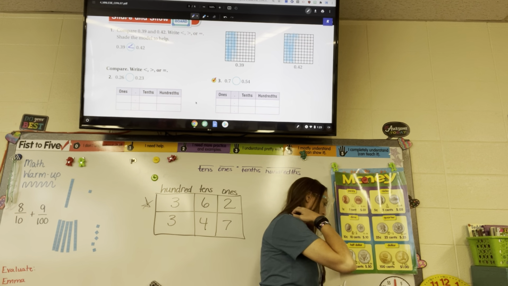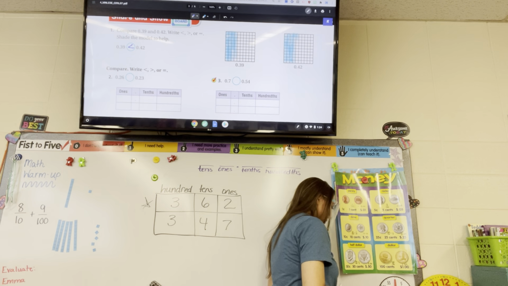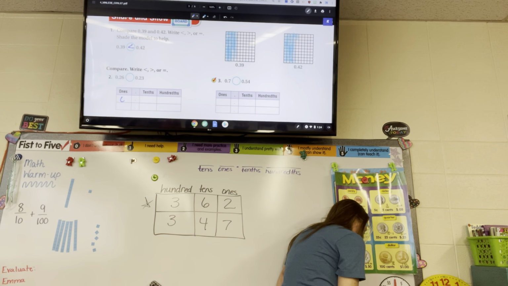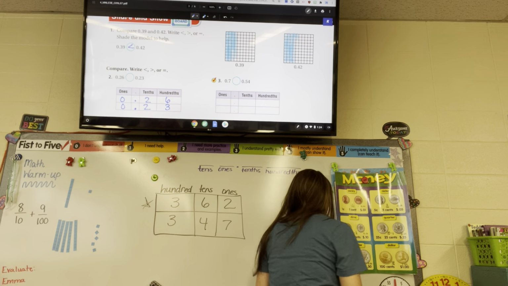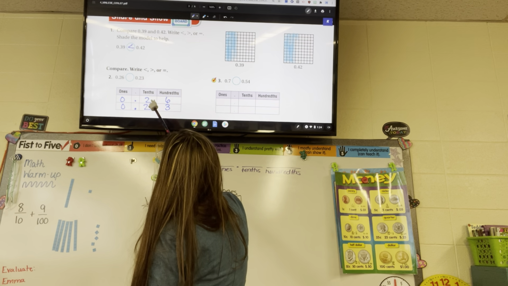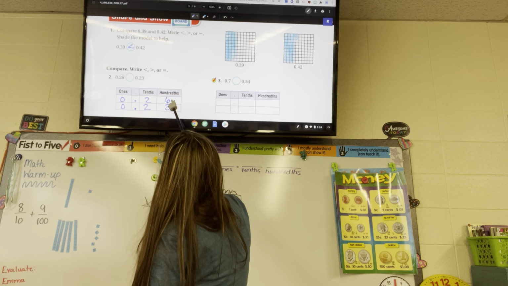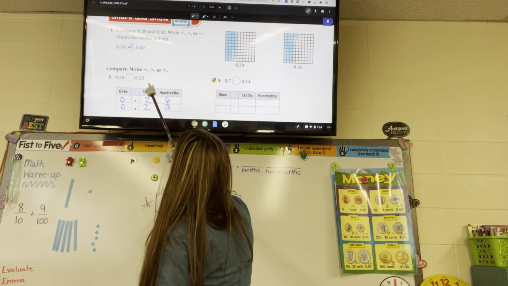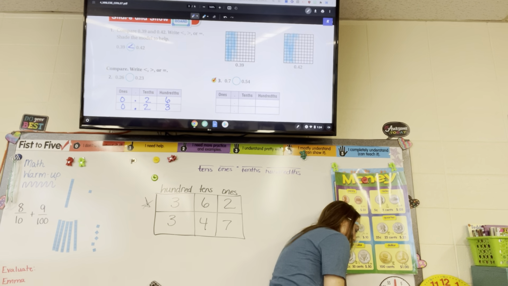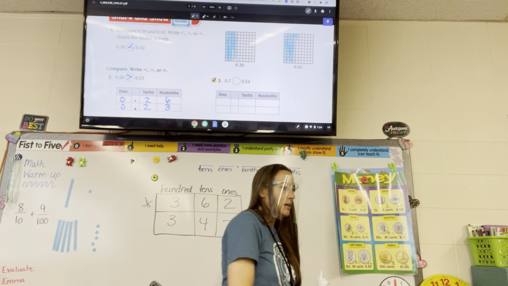On these next ones, we're going to do place value. So we're going to put 0.26 in the place value chart and 0.23 in the place value chart. Now let's compare. 0 and 0 in the ones place, 2 and 2 in the tenths place, 6 and 3 in the hundredths place. Since 6 is greater than 3, 0.26 is greater than 0.23.